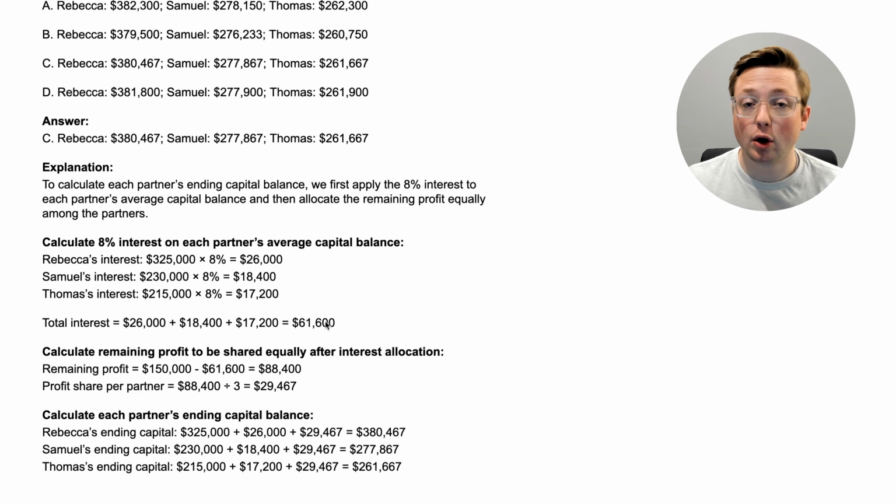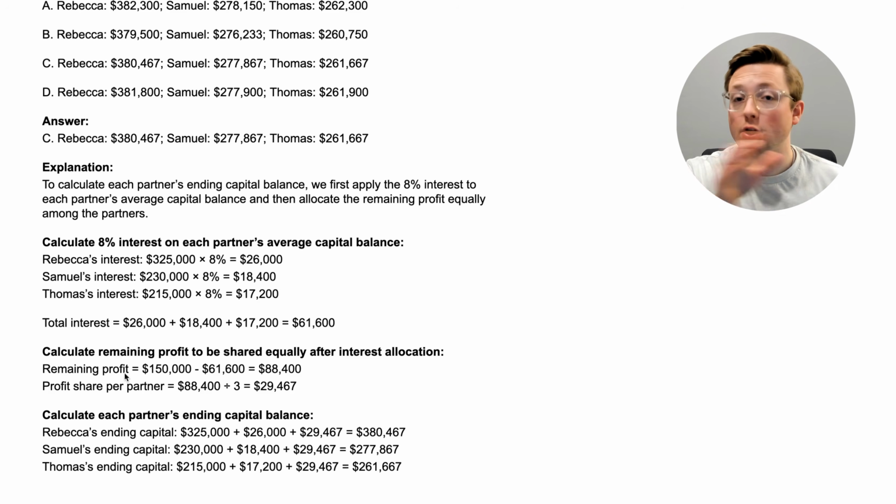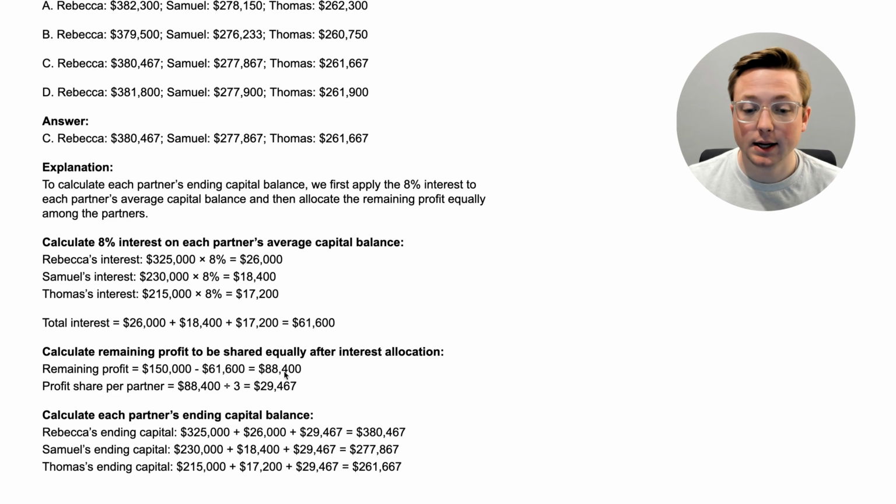But we do need to add up all the interest together because that is going to affect the profit. So add those all together, that's $61,600 of interest. This is going to be subtracted from the profit because this is kind of a way of saying you are guaranteed to get this interest no matter what the income is. So they are going to subtract it from the profit that there was, and that gets us to $88,400 left of profit after giving the interest. And then we divide it by 3 so that each partner gets an equal share of the remaining profit. So $29,467 is how much profit each partner is going to get.